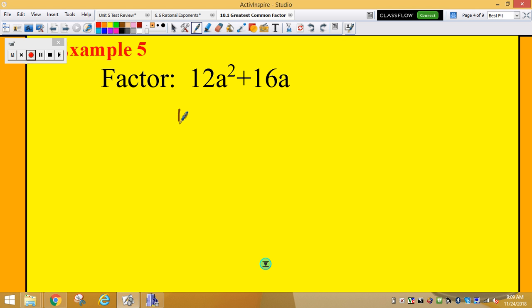And it's 4. Do they both have an A? Yes. And the smaller exponent is a 1. Okay, that's my GCF, 4A. Now I'm going to factor it out.